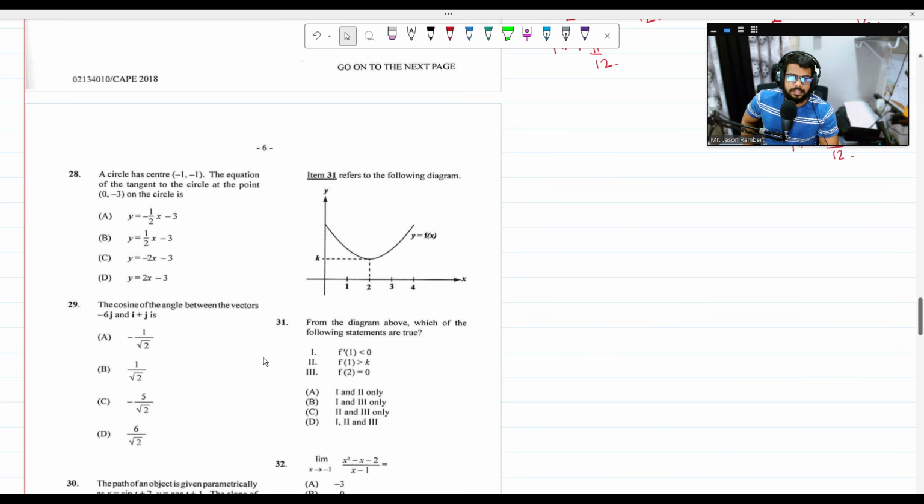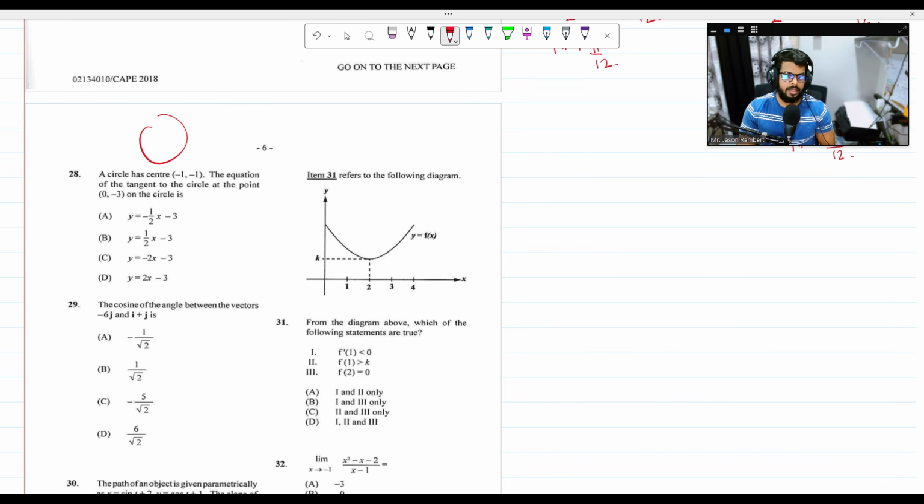A circle has a center (-1, -1). The equation of the tangent to the circle at the point (0, 3) on the circle is... so 0 minus 3, that already is a y-intercept. So I know my y-intercept is going to be -3. Alright? So we have the y-intercepts being -3 for all of the options. So all I had to do is figure out what the gradient is going to be. The gradient is either -1/2, 1/2, -2, or 2.